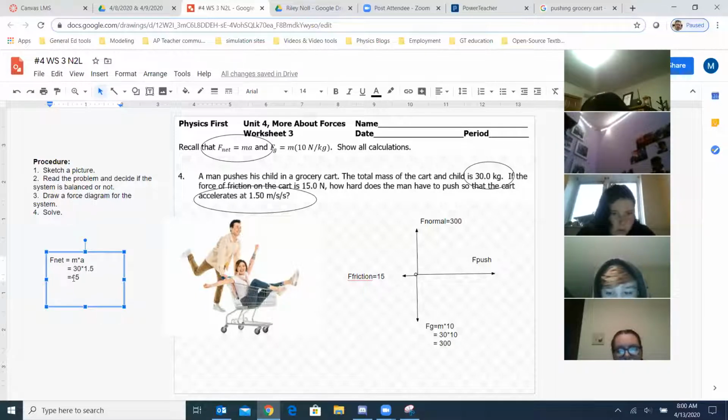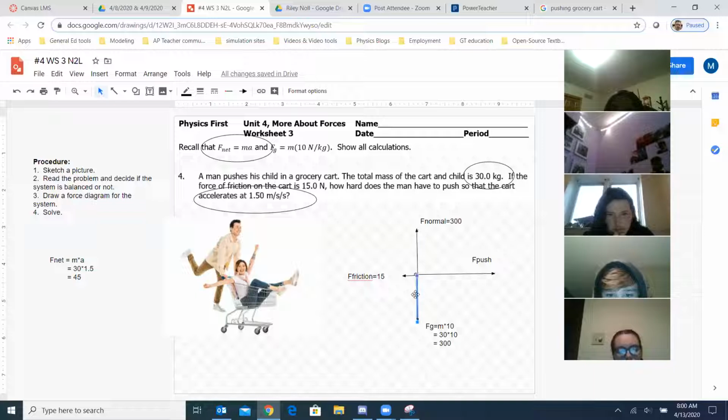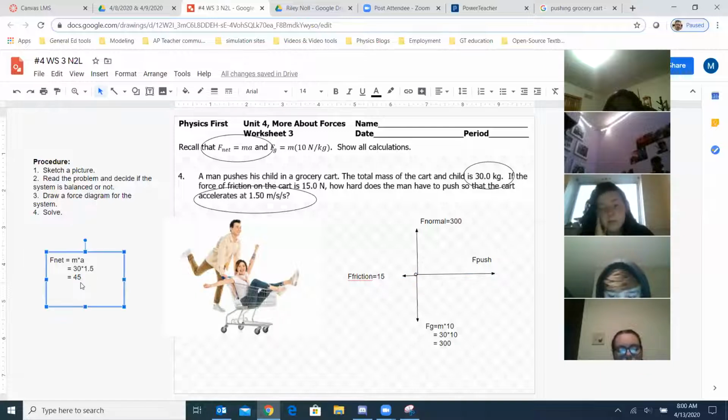So what does that mean? Well, that means that when you add up all the forces together, you're left with only 45. Well, when you add the normal to the gravity force, because they're in opposite directions, you're not really adding, you're subtracting. They actually cancel one another. And the push force is in the opposite direction of the friction. That means the push is bigger than the friction by 45.